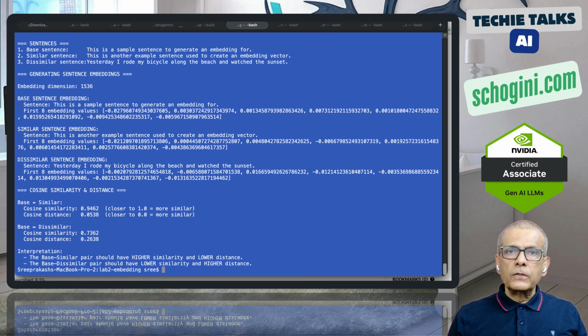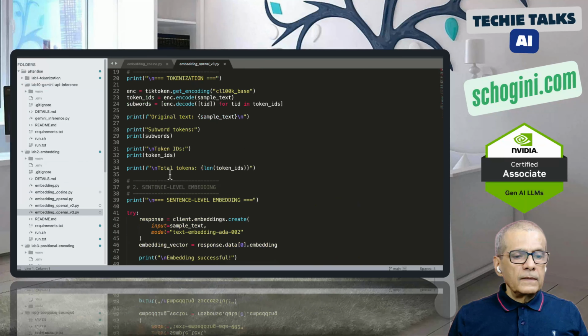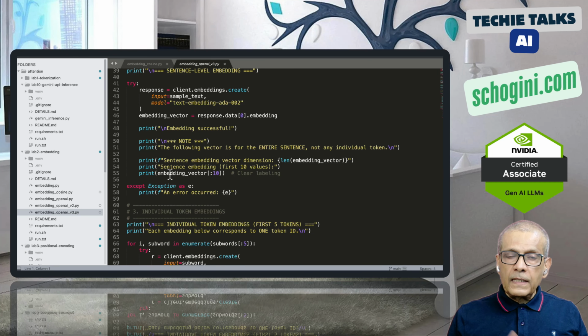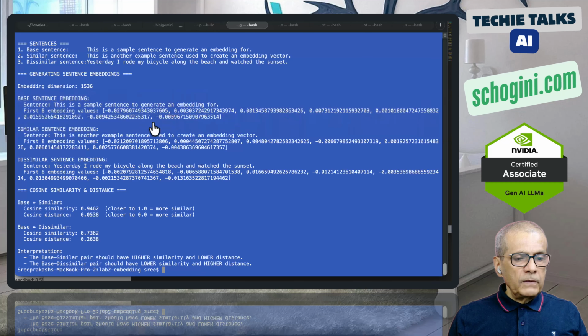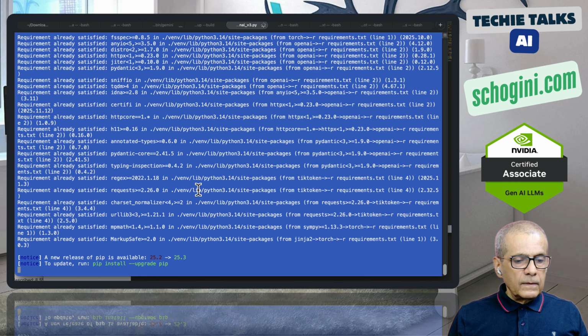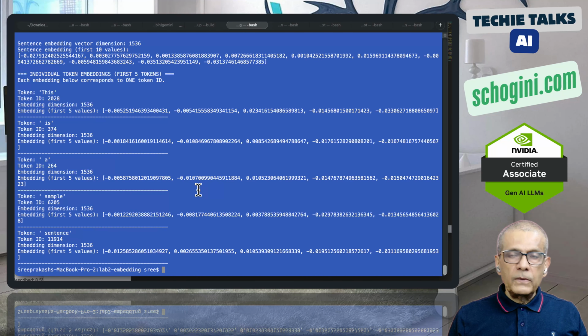Let's get on with our quick demo. So here we have the script to highlight the creation of embeddings. What we will do is run this script using our run.sh, which is just the Python environment.